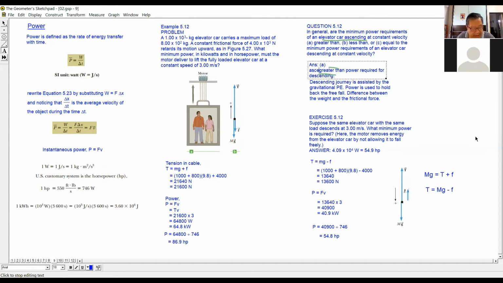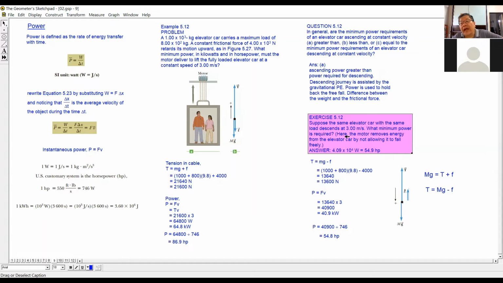What is greater? Ascending. Yes, okay, ascending. The ascending power is greater than the power required for descending. The reason is because it has a bigger force. Descending, less force.